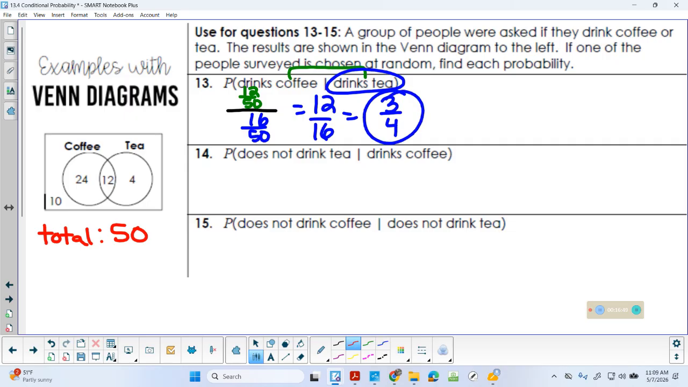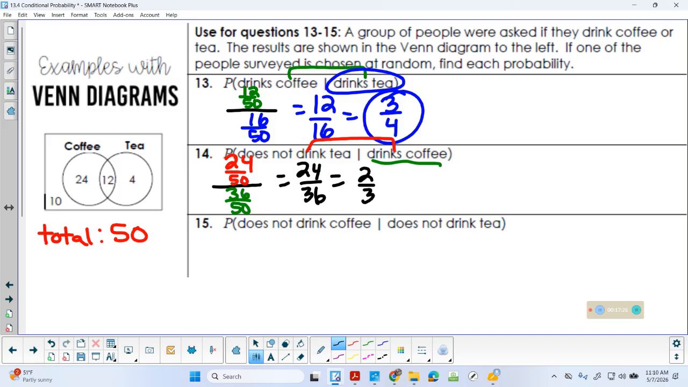All right. Now, same spiel. I'm going to set up my two fractions. I'm trying to write small and fit it in here. I know I'm over 50. So first, does not drink tea and drinks coffee. So how many people do not drink tea, but drink coffee? 24. And then our probability of the second event, the 50. How many drink coffee? How many in the coffee circle total? 36. 24 and 12. Got it. So we're going to have 24 over 36, which reduces to 2 over 3.